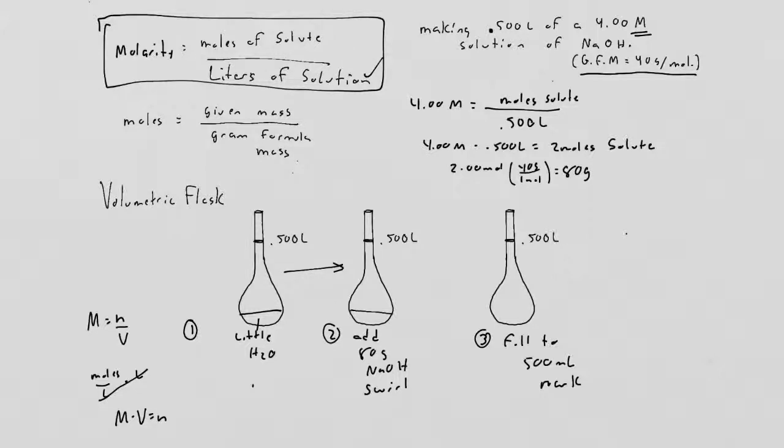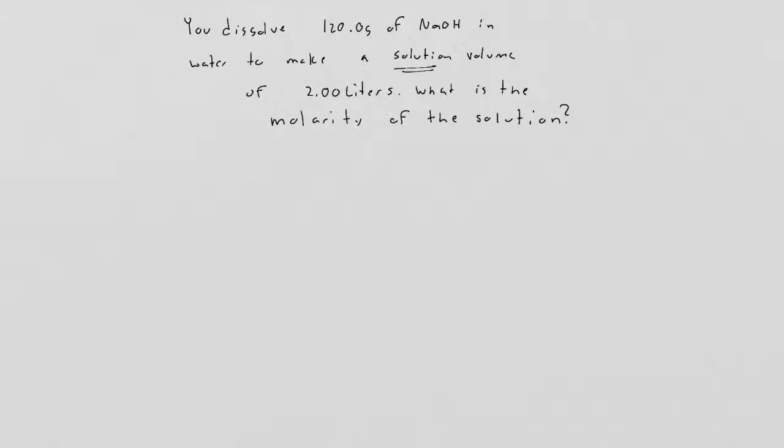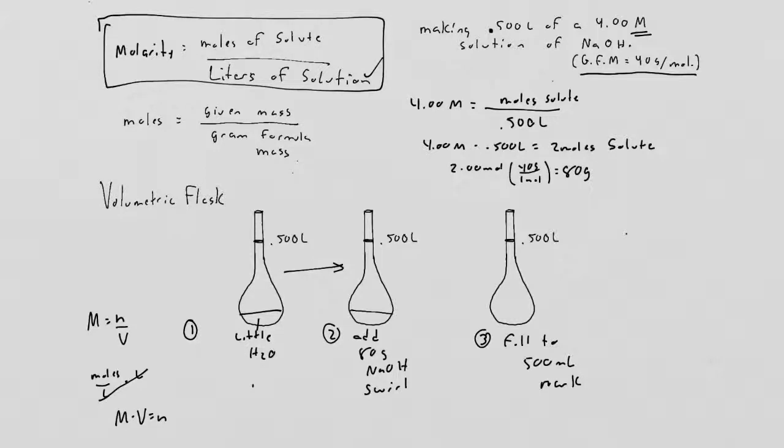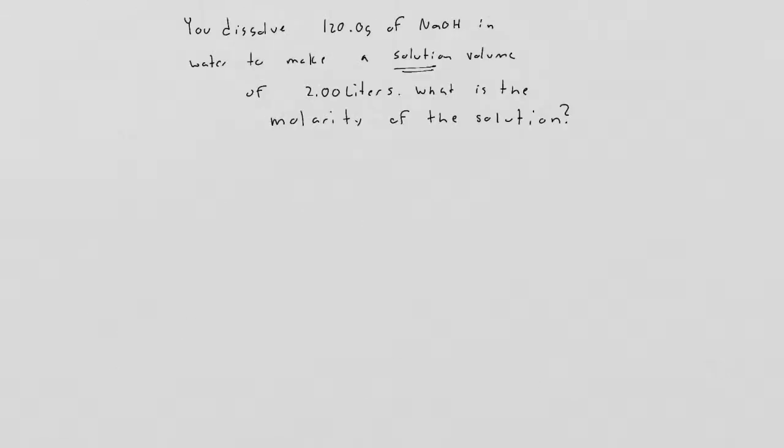Let's do another problem. Here we go. So you dissolve 120 grams of NaOH in water to make a solution with a volume of 2 liters. What's the molarity? Now, what you want to recognize is this problem right here is the exact opposite of the other problem. So in this problem, I'm starting with the amount, and I'm given the volume, and I want to find out this thing right here, which is what I was given as a starting point before, right?